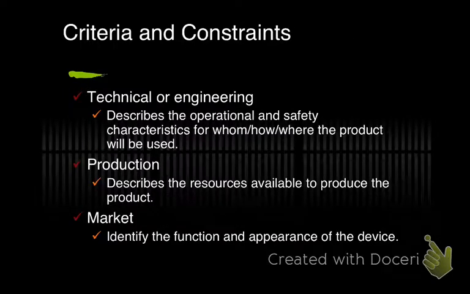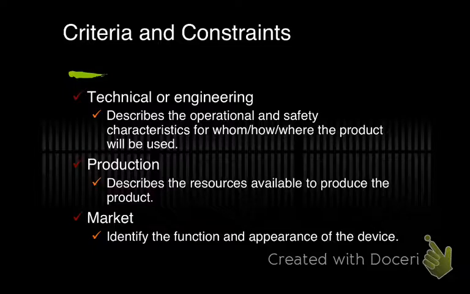Now here's some criteria and constraints that we want to think about when we create new products. The engineering constraints. Who's it going to be made for? Where is it going to be used? For example, if we had to create a windshield wiper, where is it going to be used? Well, obviously we're going to be using it outdoors, so we need to make sure it's going to be weatherproof. It's not going to wither away in the rain, the snow, the ice. We've got to make sure it's going to be durable.